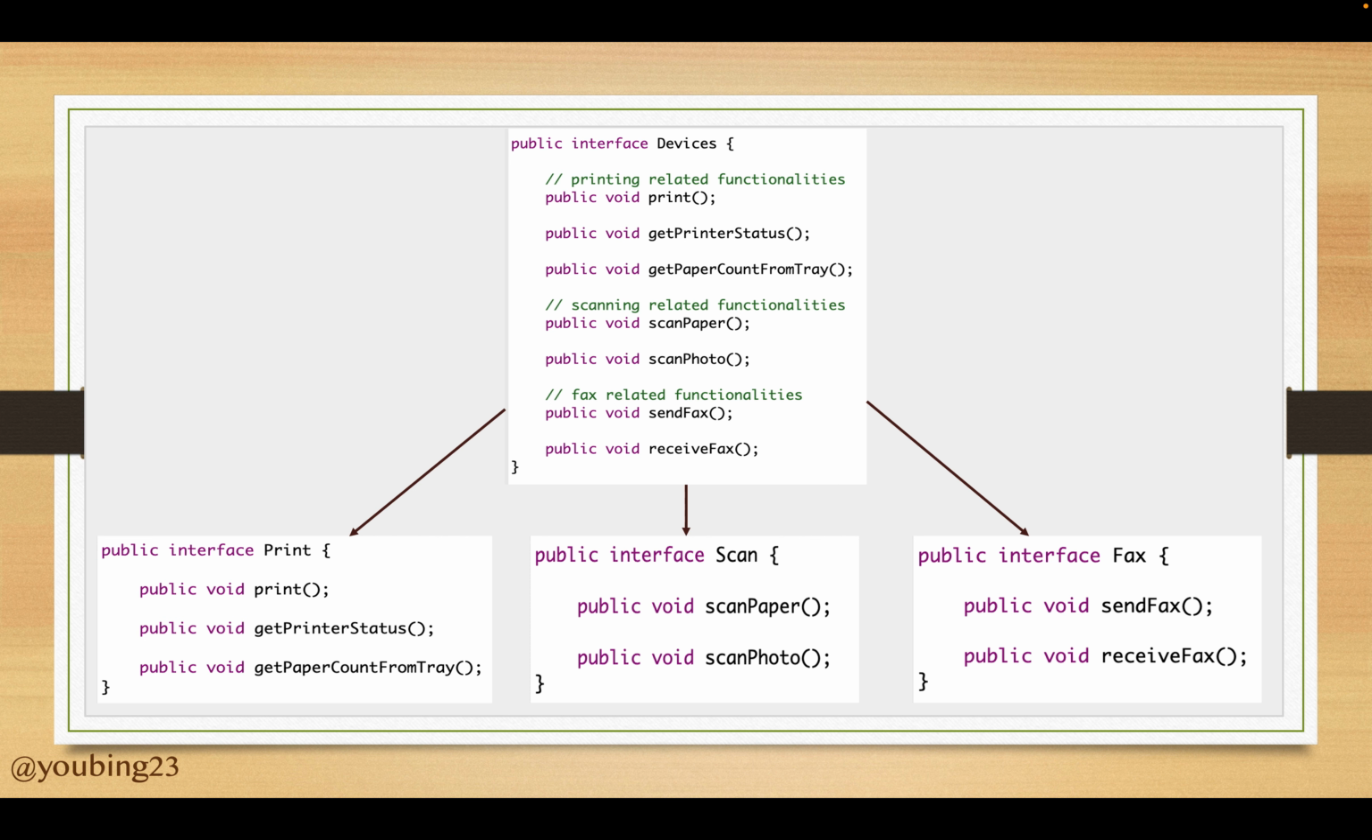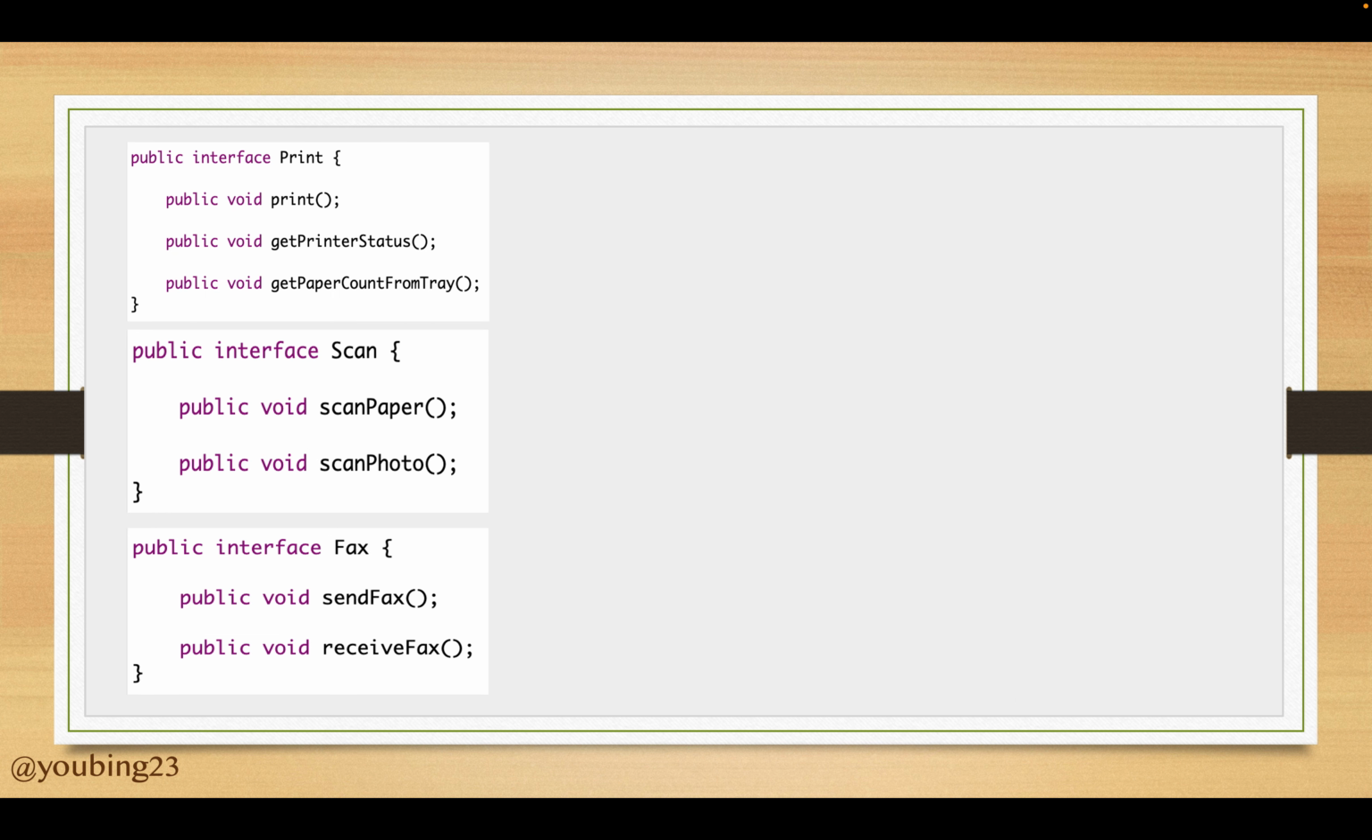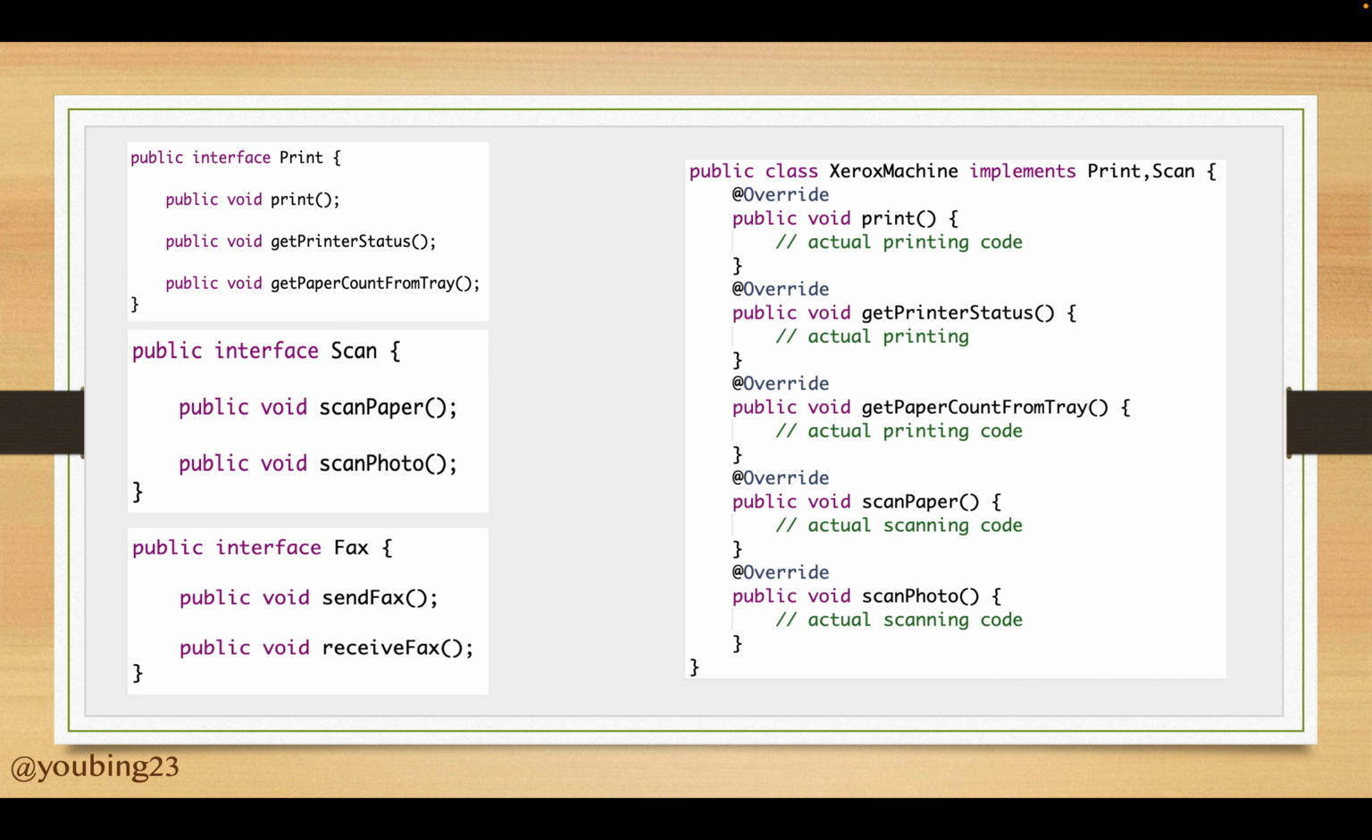Print interface will contain only printing-related methods, scan interface will contain only scanning-related methods, and fax interface will contain the fax-related methods. Now, let's change the classes too accordingly. The Xerox machine class has both printing and scanning functionality. Therefore, it will implement both print and scan interface in order to use both functionalities. Note that it does not have to implement the fax interface, as it does not require fax-related functionality.